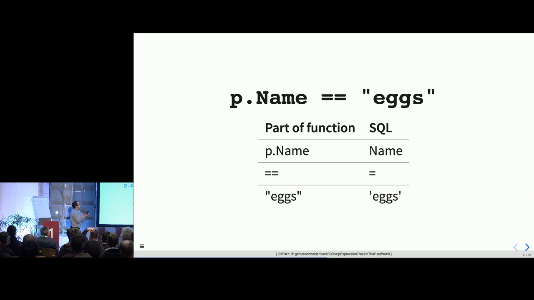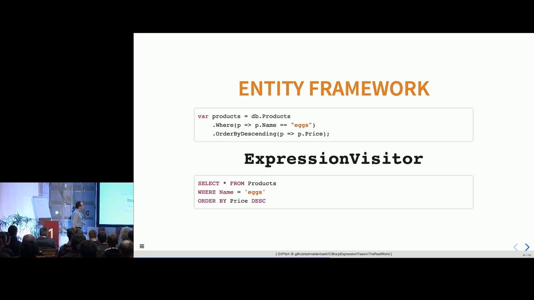It does single quotes. So your expression visitor implementation is taking this and breaking it down bit by bit and saying, this is the column name from this table. This is roughly what equals means in SQL. And I say roughly because if you ever try to compare equal null inside of SQL, it doesn't work. And then, of course, eggs is not in double quotes, it's in single quotes, like JavaScript. All of JavaScript is there, but never mind. So that's the thing in the middle. That's the magic in the middle.